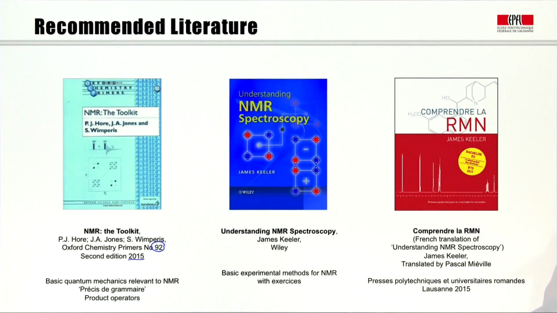But these books are very, very thin. They're only something like 100 pages. There are more substantial works, and this is a beautiful book, Understanding NMR Spectroscopy, written by James Keeler, another of Ray Freeman's former students, now lecturer at Cambridge University. This contains more basic experimental methods for one-dimensional and two-dimensional NMR, and importantly contains extensive exercises.